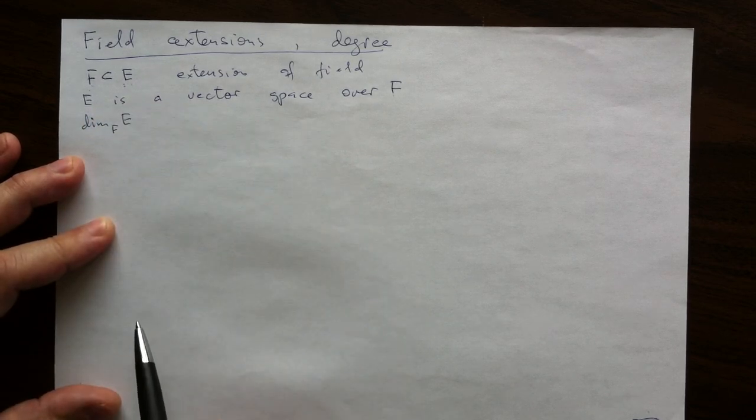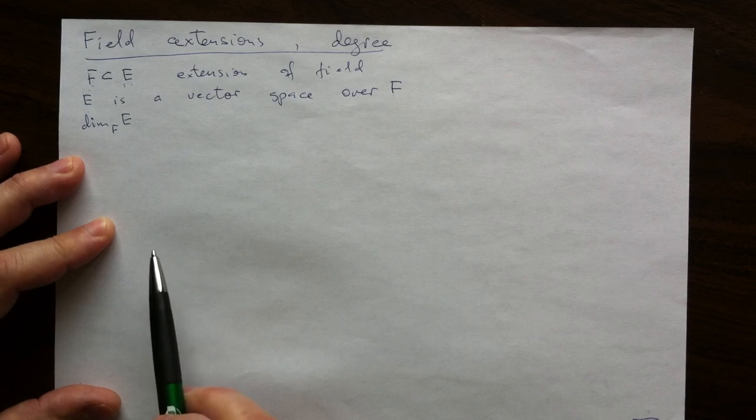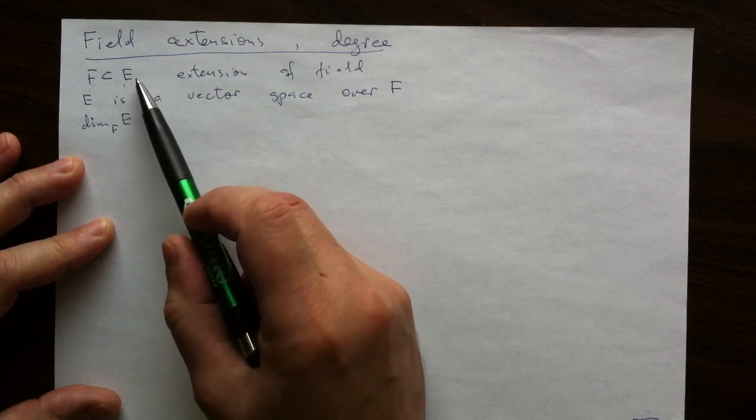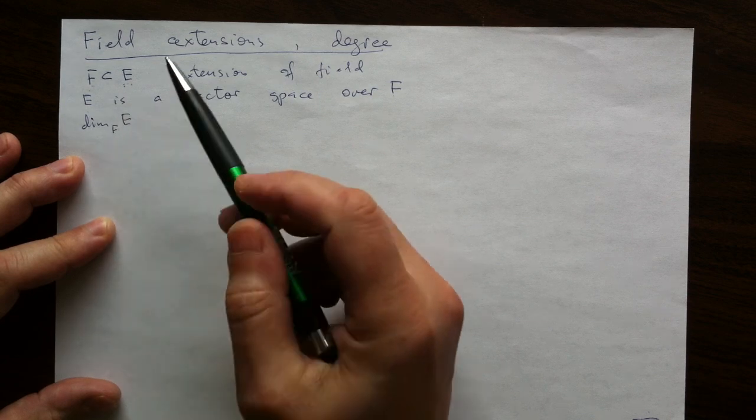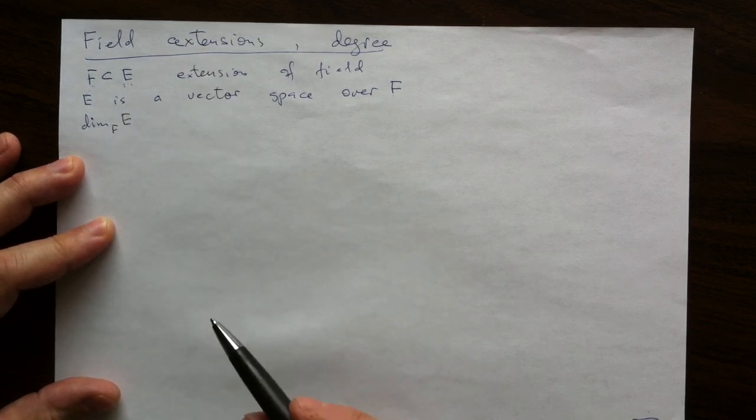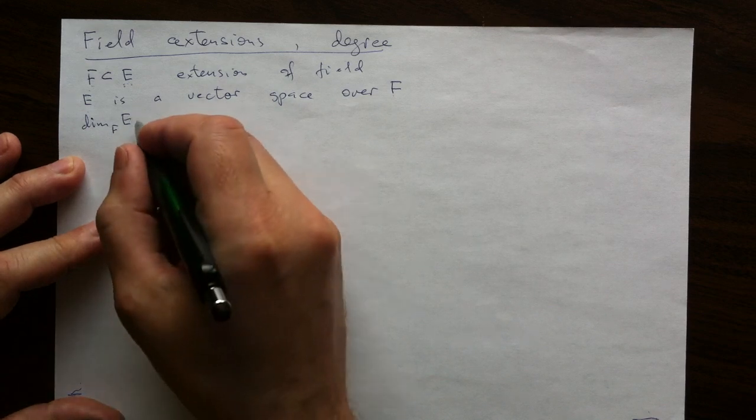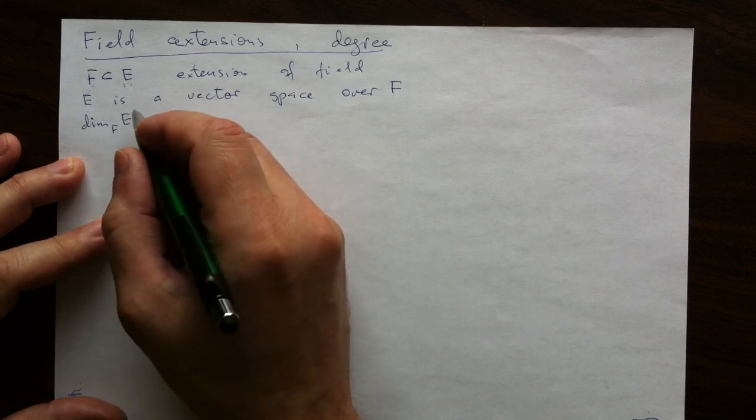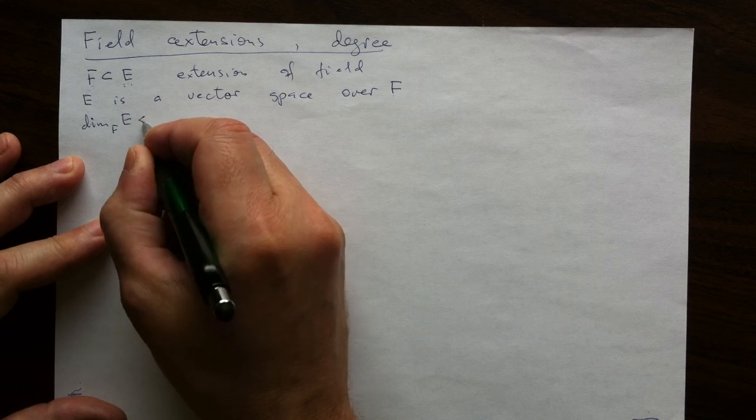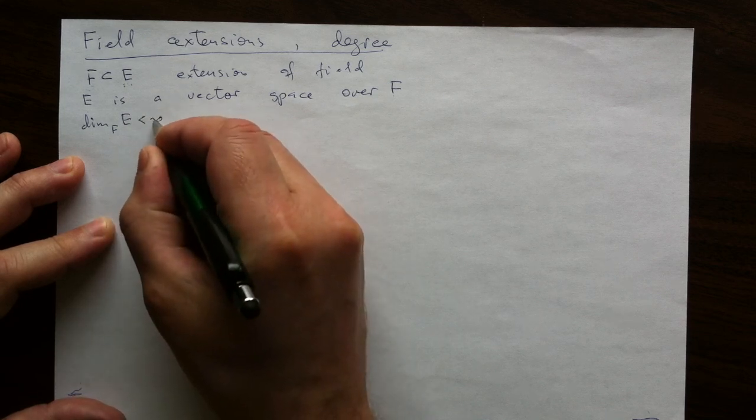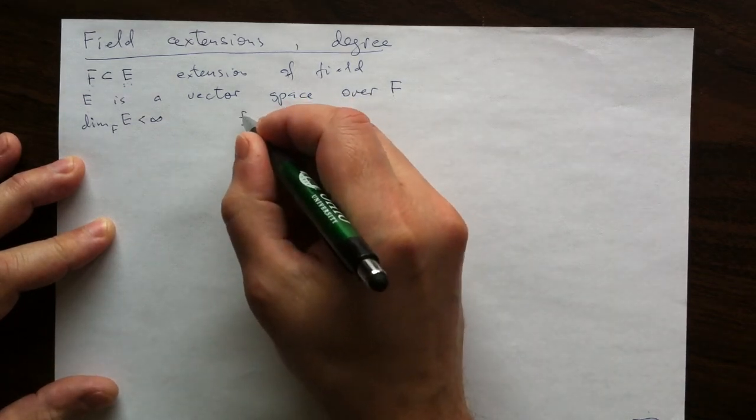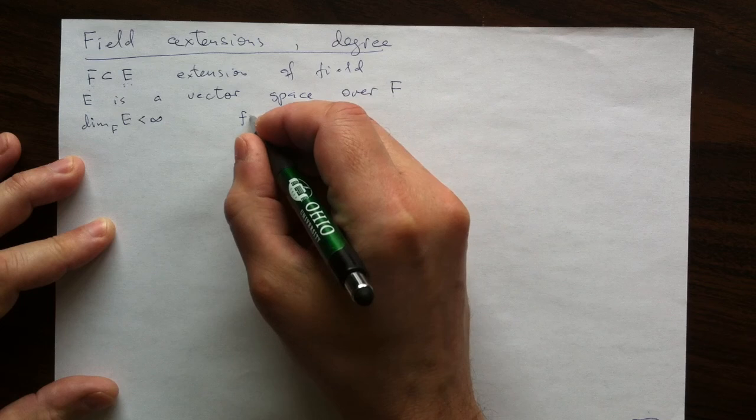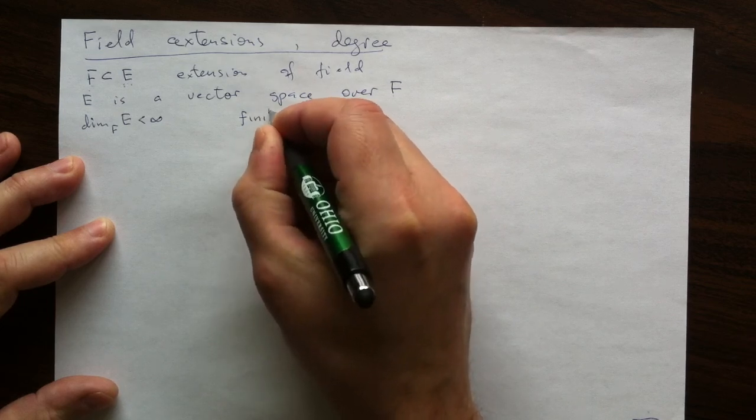This is a number which counts how many elements we need to single out in E to express everything as a linear combination, and the smallest such is called a dimension. So this is a number of elements in any possible basis. It doesn't depend on the way we choose the system of generators. And for this discussion, we will assume that this is finite. So that is called in field theory the case of finite extension.